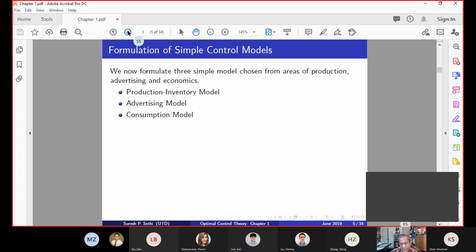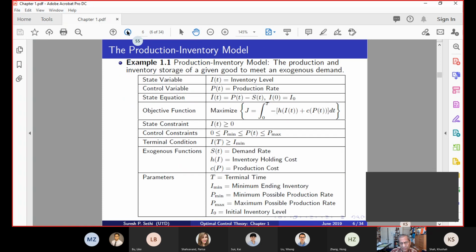So let's go through 3 examples to understand what we mean by state and control and things like this. Okay. So the first example is the production inventory problem.